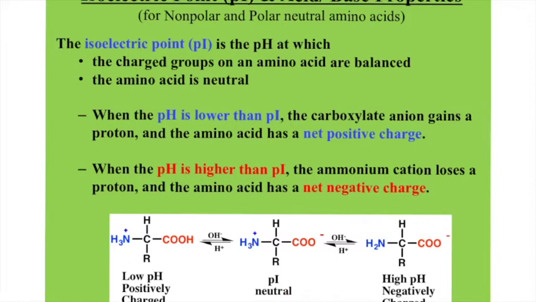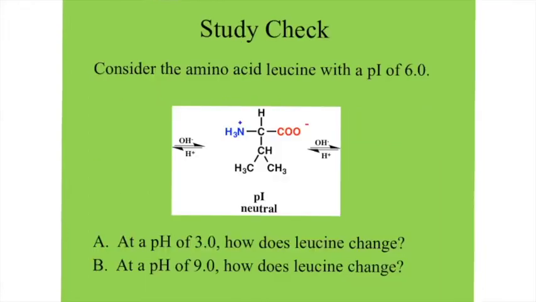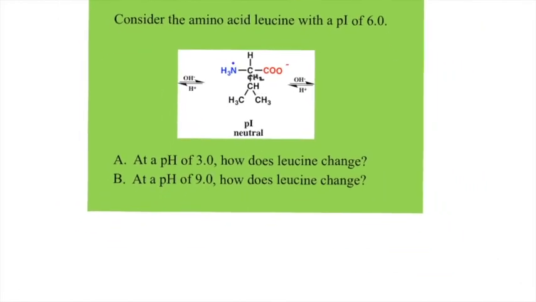Okay, so at neutral pH, you have your Zwitterion. At very low pH, you have a positively charged amino acid. And at very high pH, you're going to have a negatively charged amino acid. Okay, this says consider the amino acid leucine with a pI of 6. And this is a picture, I believe, out of your book. I'm going to alter this amino acid because the original amino acid that's here is valine. Leucine has another CH2 there. Okay, but it says consider the amino acid leucine with a pI of 6. At a pH of 3, how does leucine change?